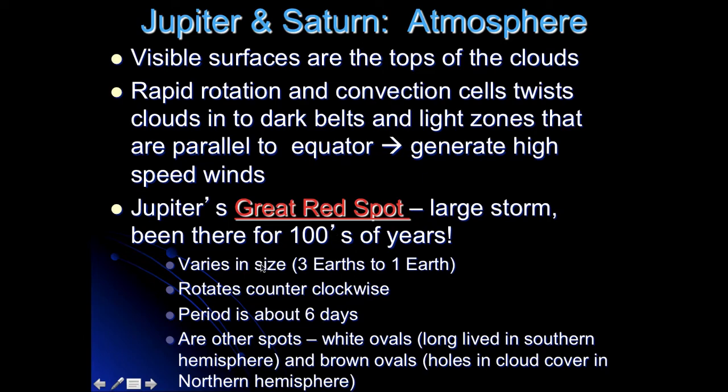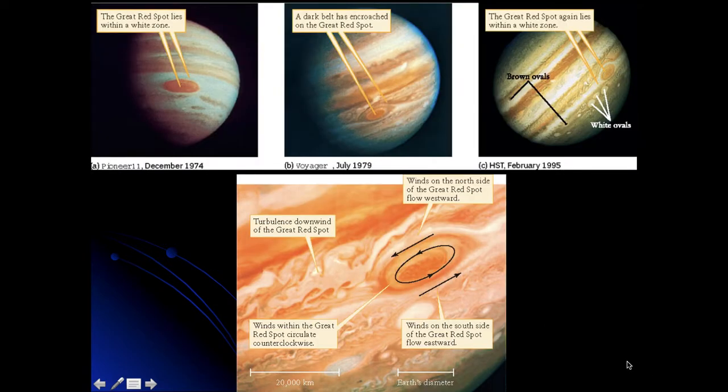And it's not the only storm system that we see on Jupiter. There are other storm systems. Sometimes we see them as these white ovals, which seem to be long-lived southern hemisphere storms, or these brown ovals, which are actually a little bit different. They're holes in the cloud cover in the northern hemisphere. Now, Saturn also has storms, we just don't see them as prominently as this big red storm here, the great red spot. Here are some of these white oval storms, and there are those brown ovals, the openings in the clouds. So these red spots are really pretty neat.